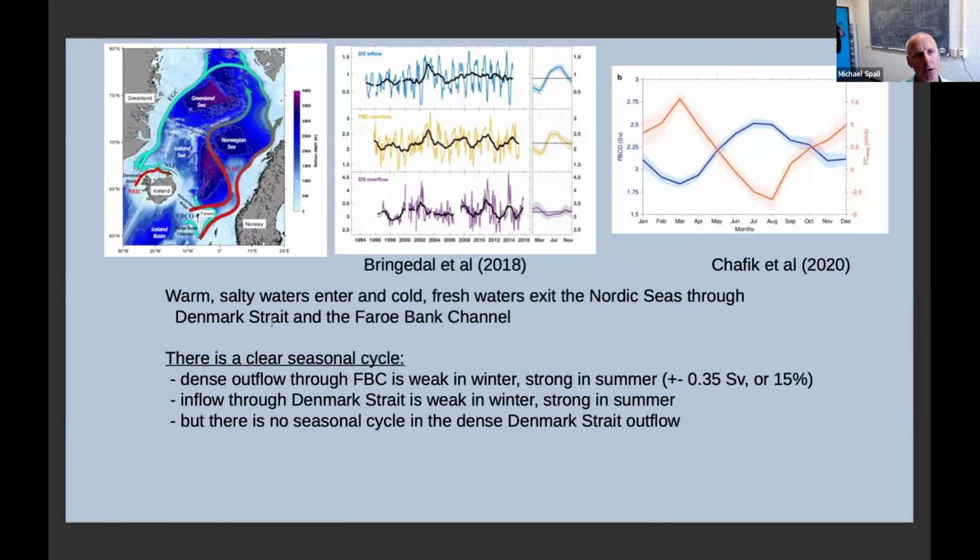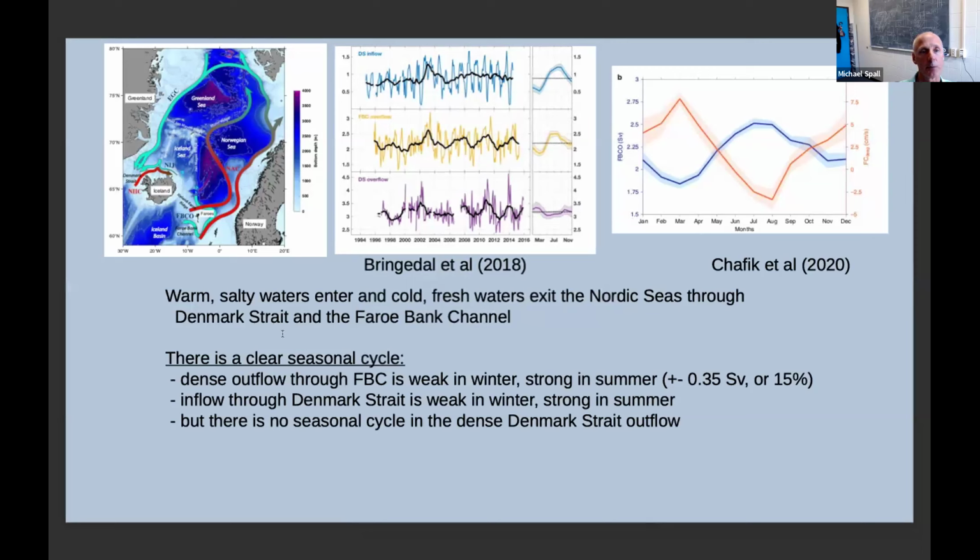So the middle panel is a time series of the Denmark Strait inflow. You can see there's interannual variability. This is a span of 20 years or something. There's some interannual variability, and you can see a strong seasonal variability, this higher frequency. If you average this into a seasonal cycle, there's weaker inflow in winter and stronger inflow in summer.